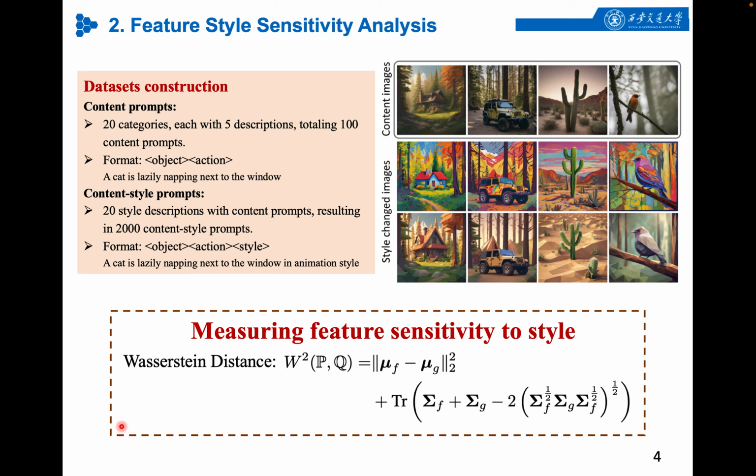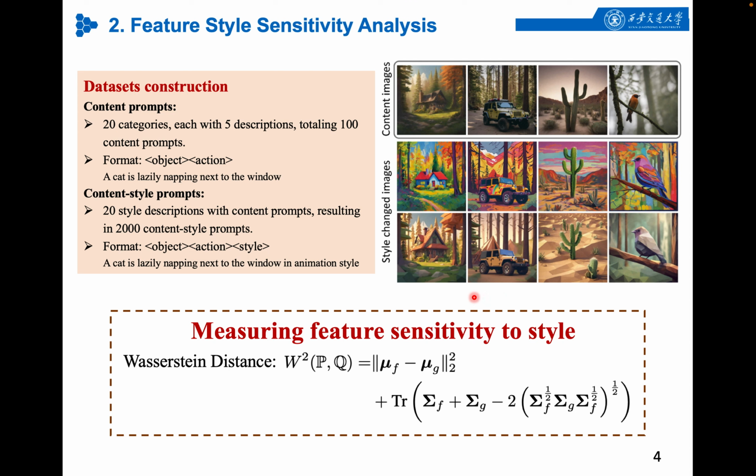We quantify the discrepancy of feature distributions caused by style based on Wasserstein distance. The idea is that if style change causes a significant variation in the feature distribution, then that feature contains meaningful style-related information. We construct a dataset of style-perturbed prompts. We use GPT to generate category and style descriptions to construct two sets of prompts, the content-only and content-style prompt sets. Using these prompts as text conditions, we can extract distinct features of style variation.